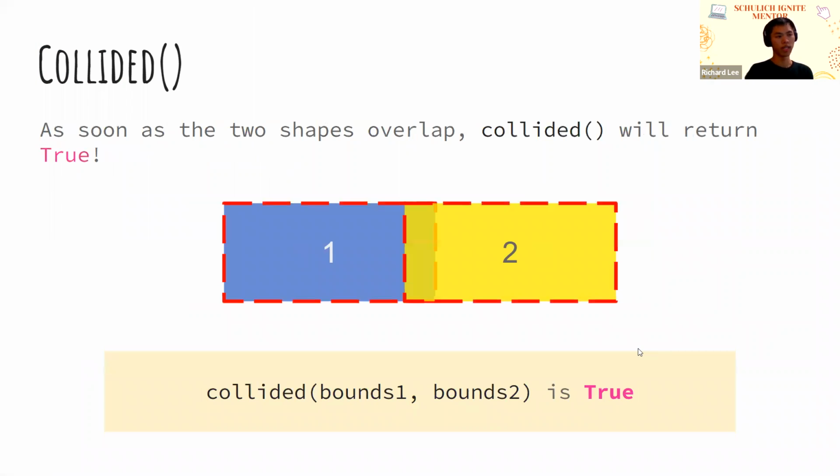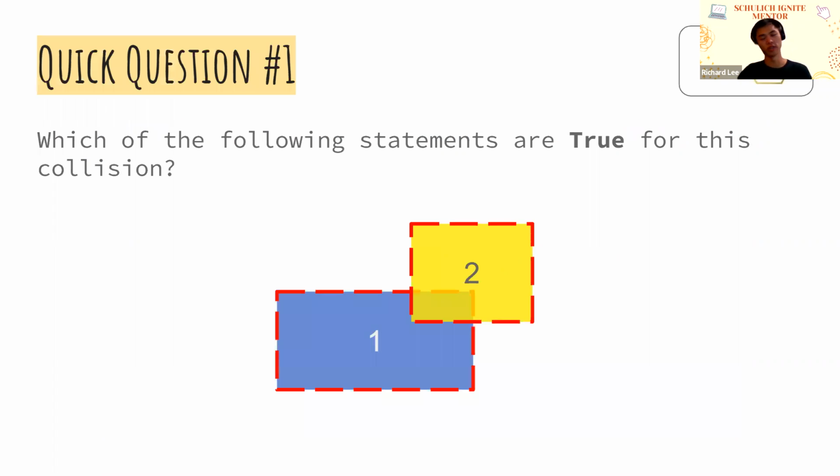So with that, I kind of already spoiled it. I'm going to give you guys a quick question here to see how well you understand the concepts of the bounding boxes and the collided. You don't need to have typed out the code. Just show me that you've understood the concepts on here. So which of the following is going to be true for this? Let's open up the question.